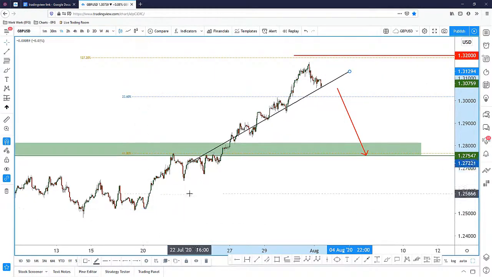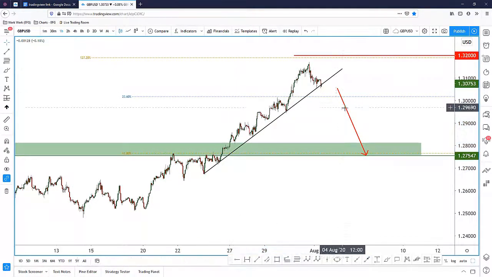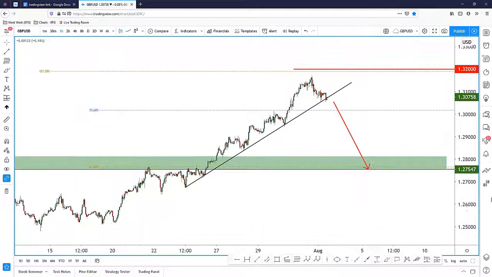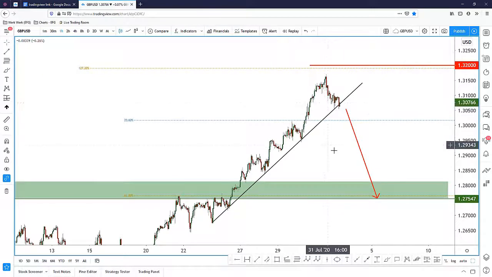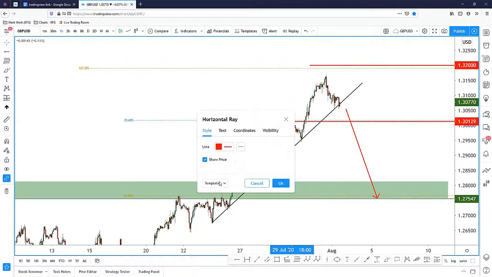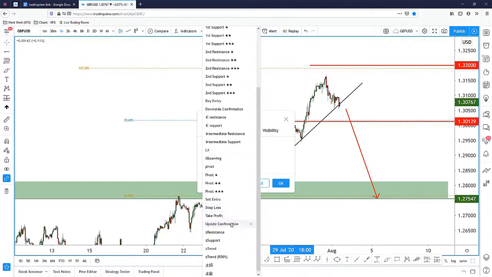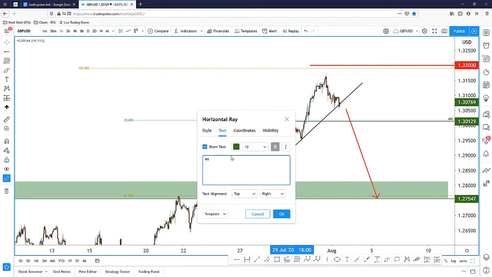Let me try to get as many points as possible. I want to see a clear break of this trend line on the intraday. One way of doing it is really, there's no Fibonacci level for this right now, so let me just put the 4-hour support in. I'll call this the 4-hour.